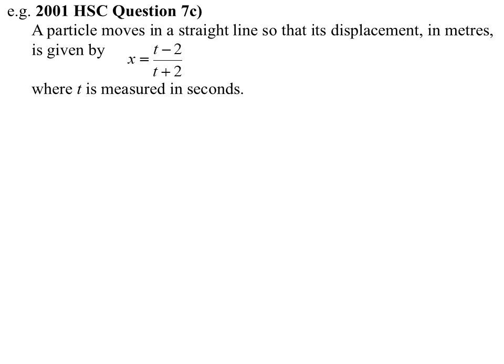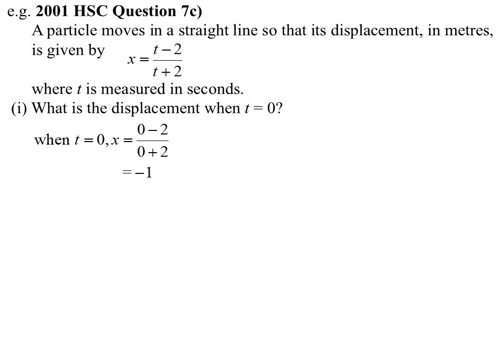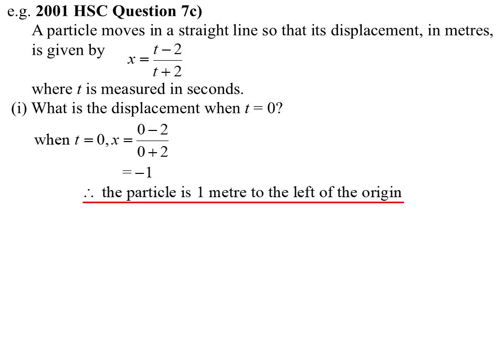2001 HSC, there's the formula they gave us, an interesting one: t minus 2 over t plus 2. Starts off with a nice question. What's the displacement when t equals 0? Well, we just substitute in t equals 0. I get negative 1. For my answer, I could say x equals negative 1, 1 to the left, or 1 in the negative direction.